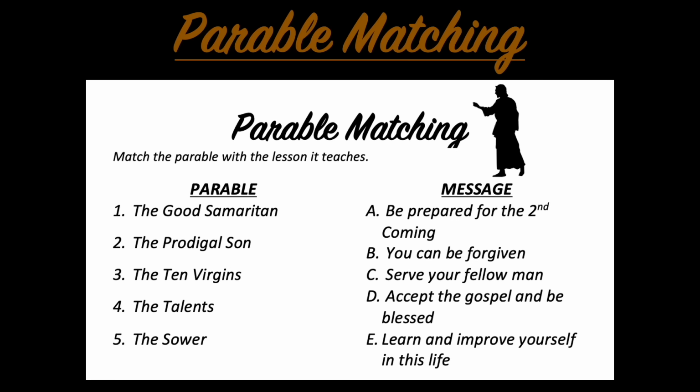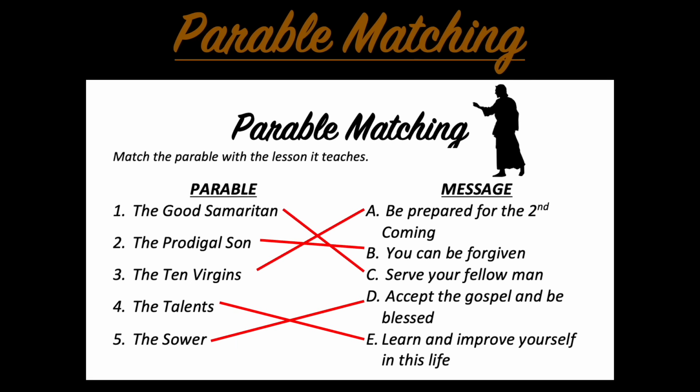The Good Samaritan teaches us, C, serve your fellow man. The prodigal son teaches, B, we can be forgiven. Number 3, the parable of the 10 virgins teaches, A, be prepared for the second coming. The parable of the talents teaches, E, learn and improve yourself in this life. And the parable of the sower teaches, D, accept the gospel and be blessed.